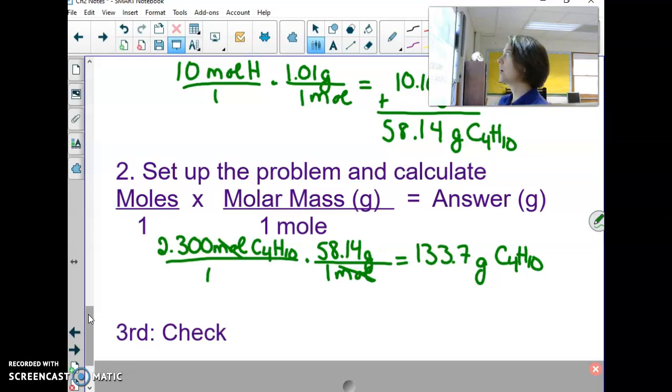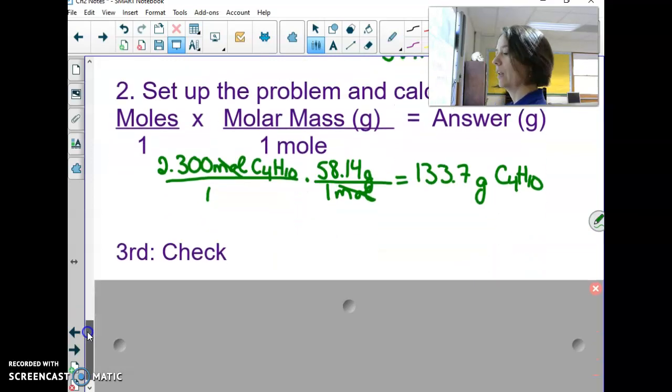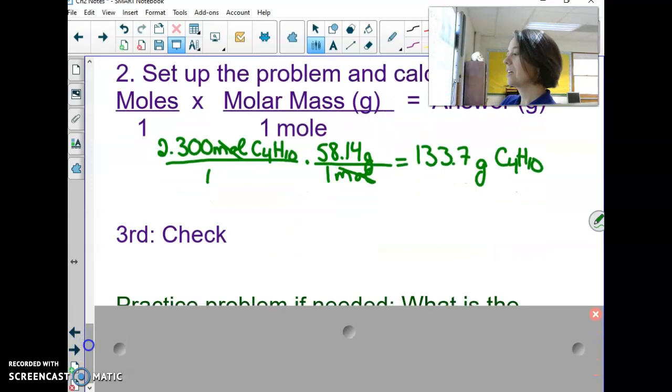So our number, we have 2.3, which means it's between 2 and 2.5 moles. And we said that 2 moles would have a mass of roughly 120 grams and 2.5 moles would have a mass of roughly 150 grams. So is our number between 120 and 150? And indeed it is. So we got a reasonable answer.